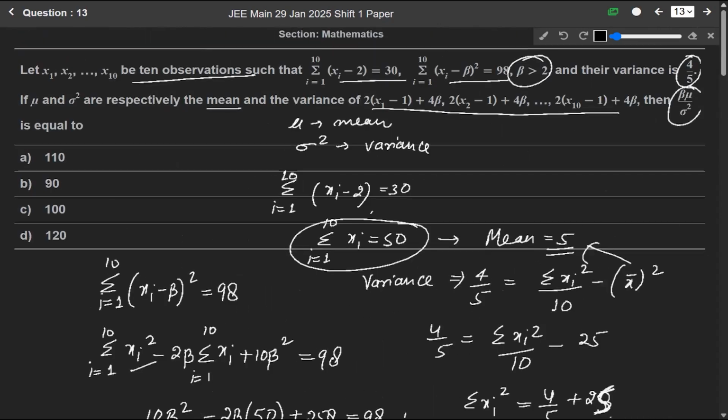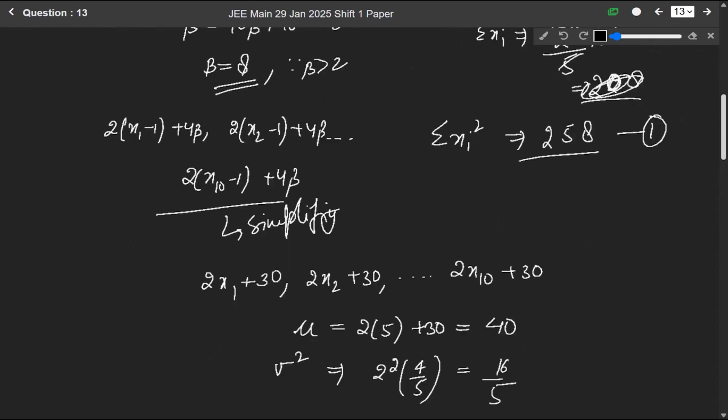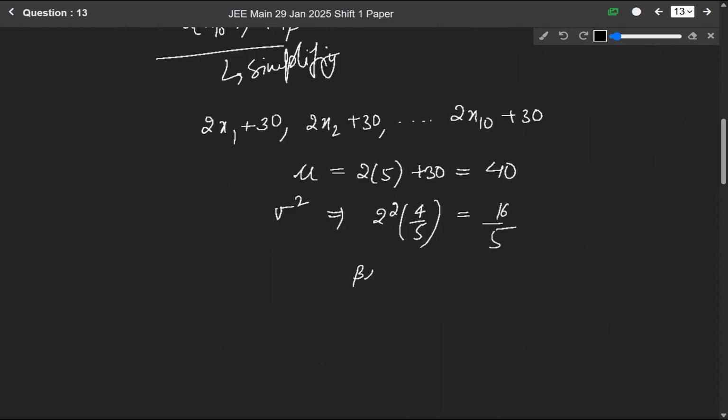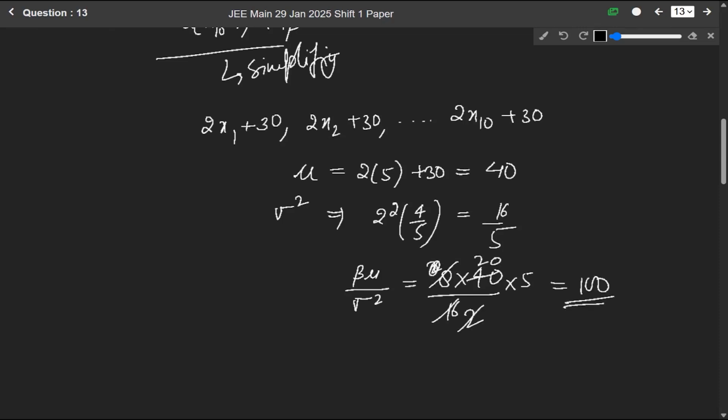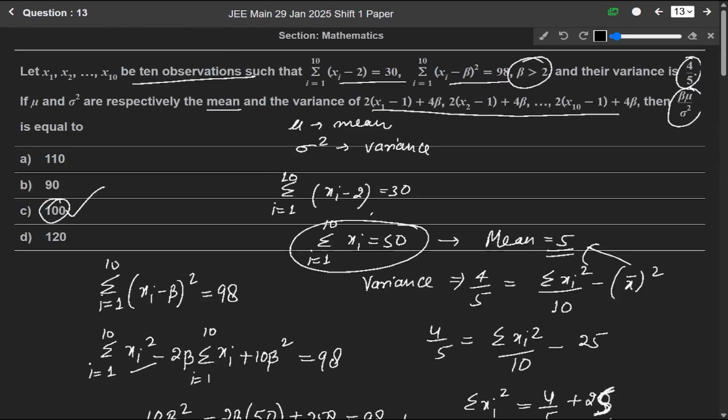So we have to find the value of beta mu over sigma square. Beta we have found as 8. So beta mu over sigma square will be equal to 8 into 40 over 16 over 5. So it will be 8 into 40 into 5 over 16, which gives 100. So our answer is 100. So our answer is option C.